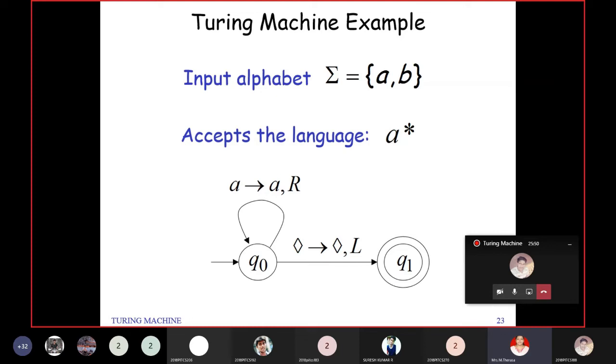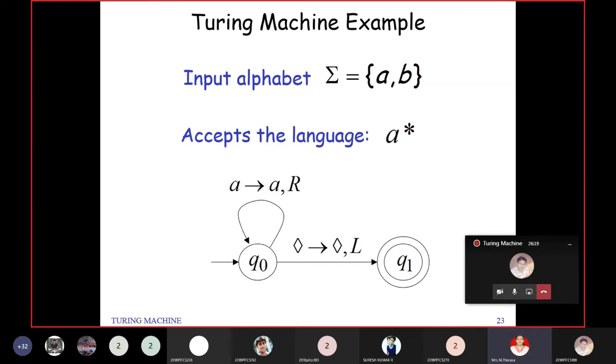Input alphabet sigma is equal to {a, b}, and the machine accepts the language A star. So this is a Turing machine which is designed to accept A star. You know A star is a regular language, and a Turing machine can accept the regular language also, because the regular language is a subset of the recursively enumerable language. Turing machine accepts recursively enumerable languages. Okay, so A star in the sense of 0 or more A's.